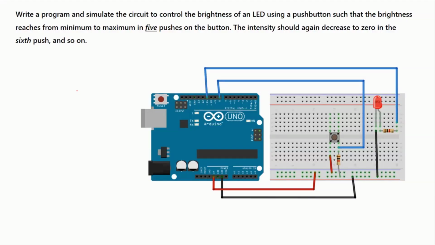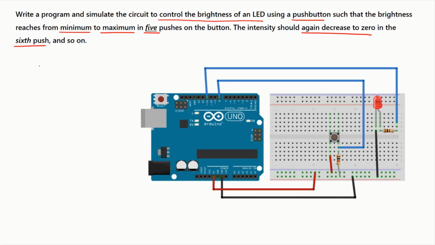Hi everyone. The fifth part of the experiment on Introduction to Arduino requires us to write a program and simulate a circuit to control the brightness of an LED using a push button such that the brightness reaches from minimum to maximum in 5 pushes. That means I should push the push button 5 times, and each time the intensity should increase uniformly, and in 5 pushes it should reach from the minimum to the maximum. The intensity should again go back to 0 when I push the button for the 6th time.